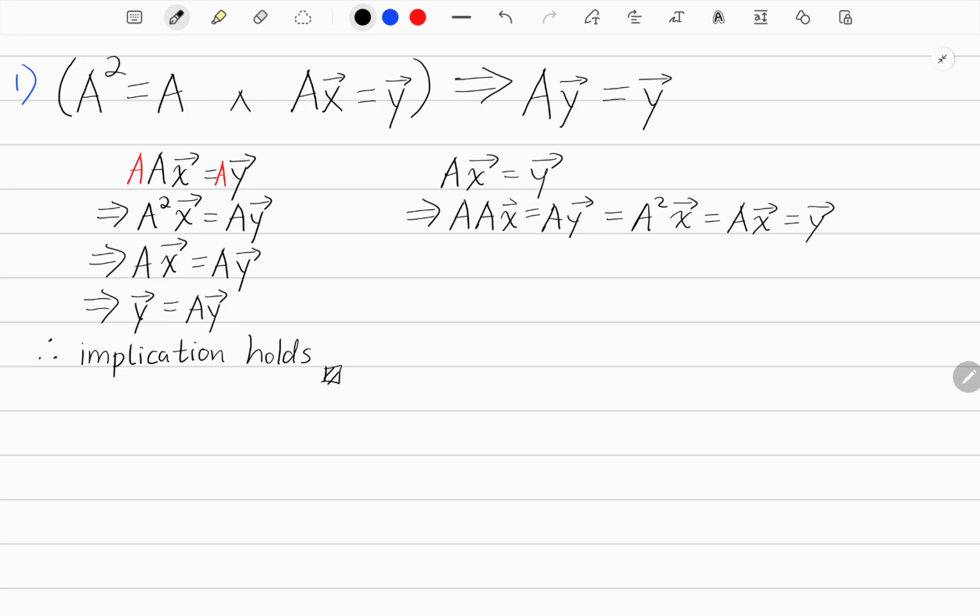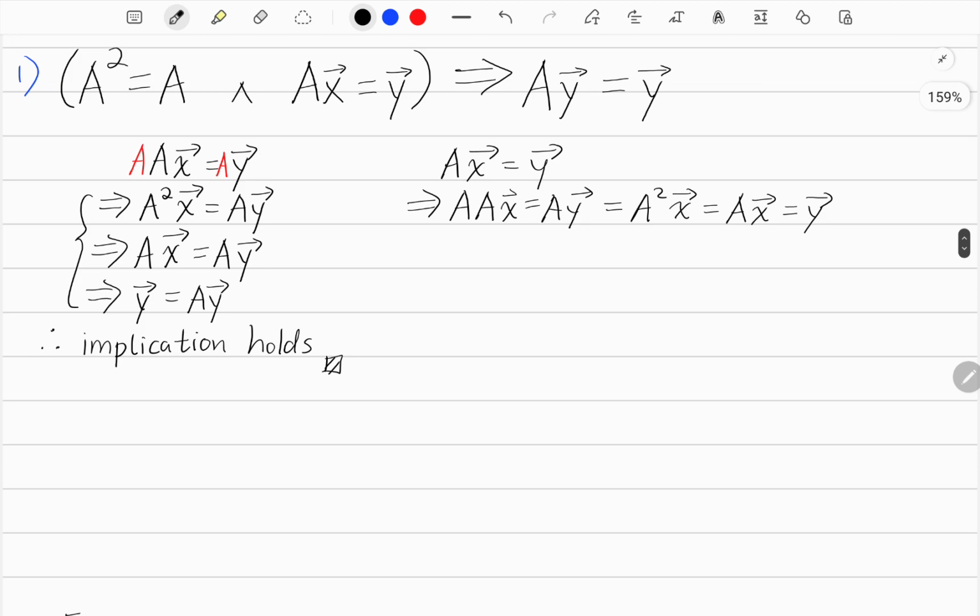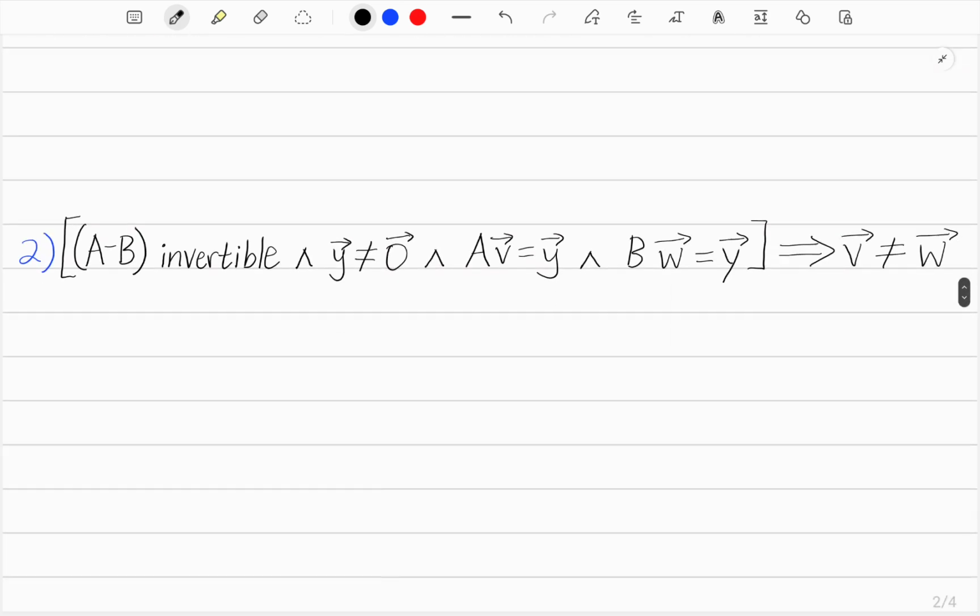I personally would just write equal signs, because this is all equality. However, I think it is good to show implication signs like that, step by step, just to show how each step came from the previous one. Okay, so that's just the first part.